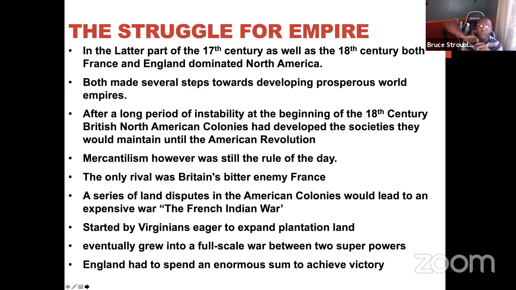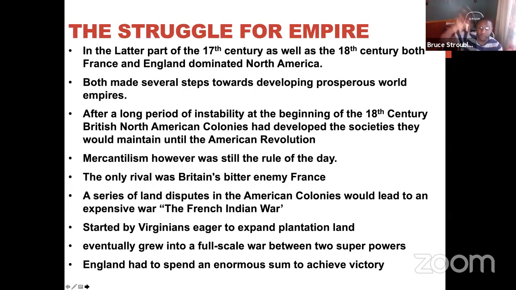Their only rival in North America was France, which was the bitter enemy. They had had tribal warfare between the French and the British for quite some time. They'd had a series of land disputes in their American colonies, which would lead to an expensive war known as the French and Indian War. It was started by Virginian colonists. Basically, George Washington was one of the people who started this conflict. The French had sent messengers to negotiate with the British, and Washington opened fire on them.